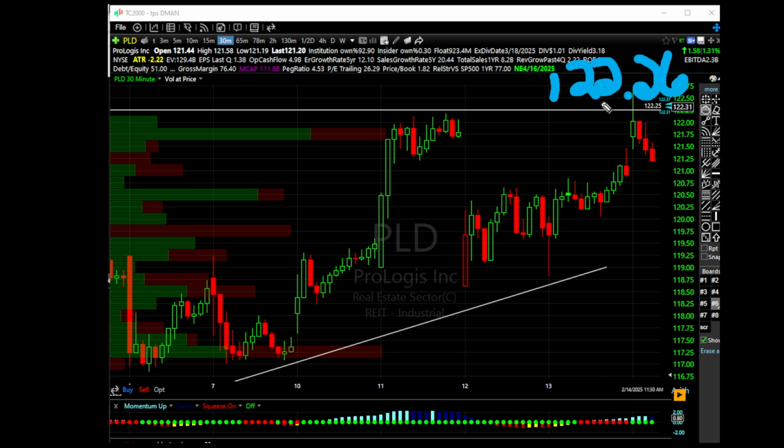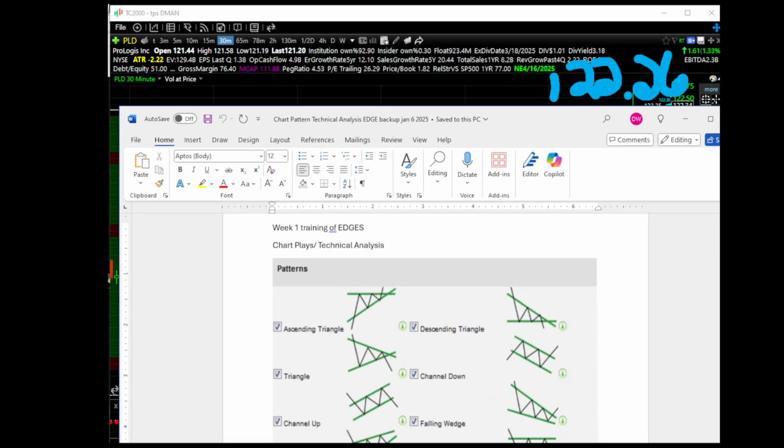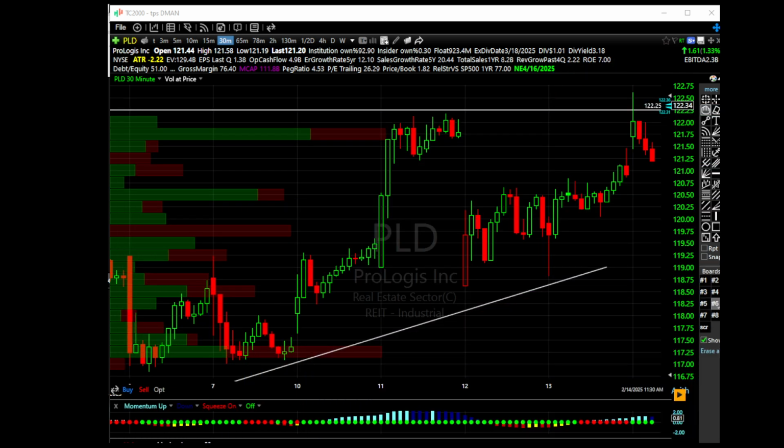So I'm sitting at 122.26 because we just broke out of our technical analysis pattern that is called an ascending triangle, that tells us that we're supposed to buy on that breakout. Right? Well, let's see what happens. Let's see if we become happy or sad.